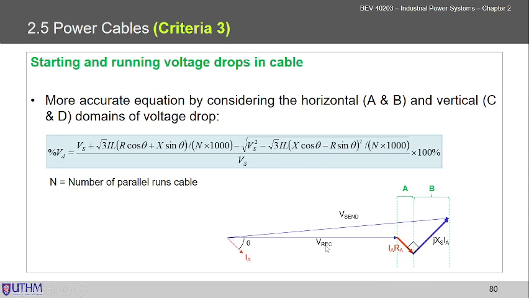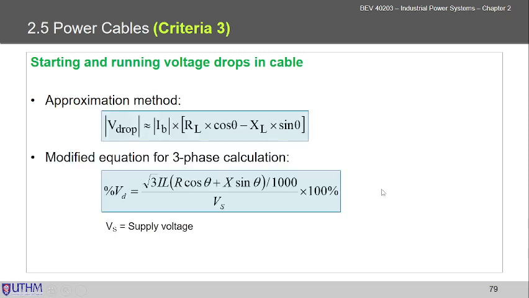Okay, so we have the phasor diagram here. This is the V receiving, and this one is the V sending, the sending end. So this is the receiving end. This is our current, with the lagging power factor here. So we have the voltage drop, the horizontal voltage drop here. Normally what we consider is only A and B, that means the voltage drop at R and X.